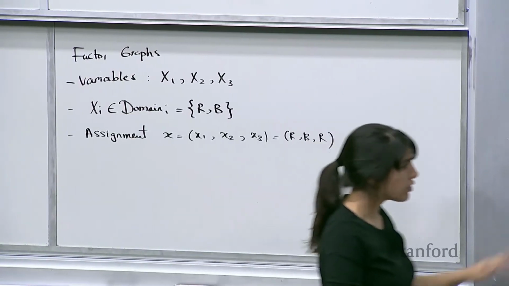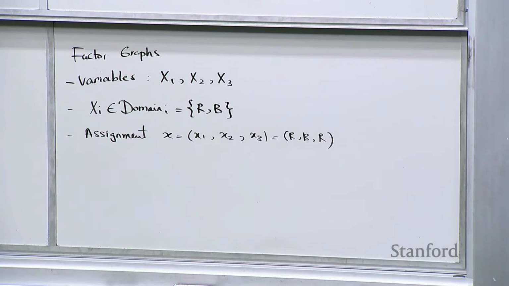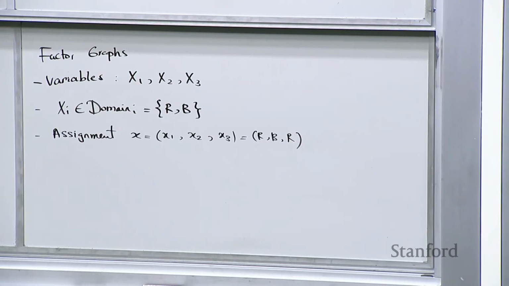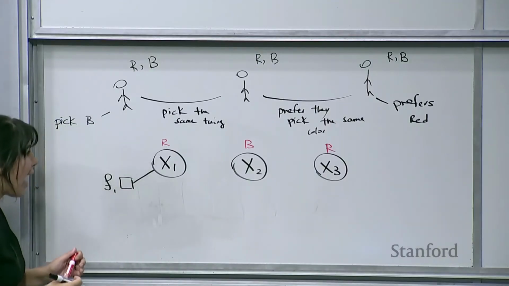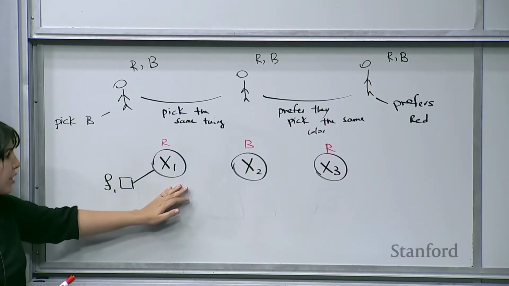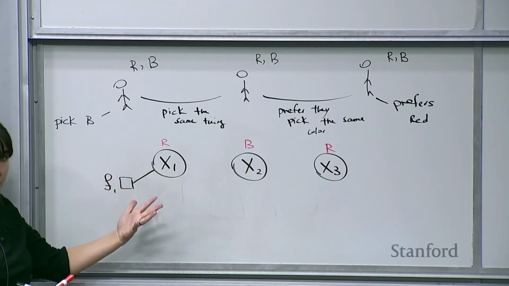Okay? So now I have all these constraints, and I can write those constraints as something called factors. These factors are going to be functions that tell me how happy I would be if this x1 takes value red or value blue. So they're functions.